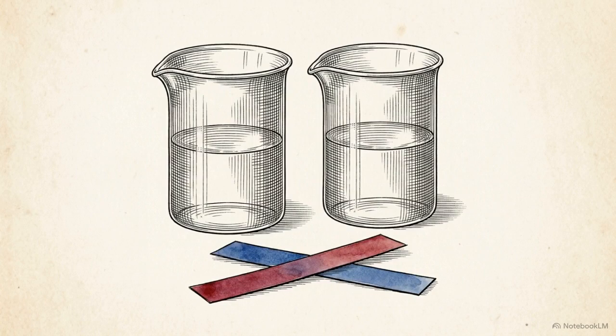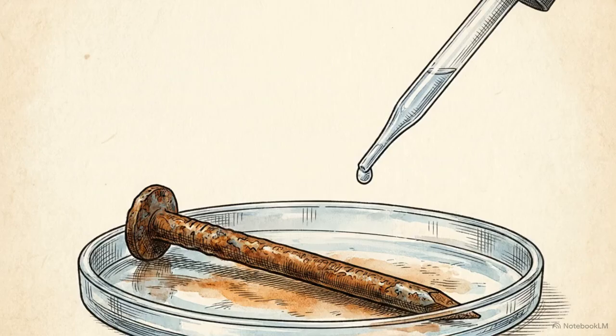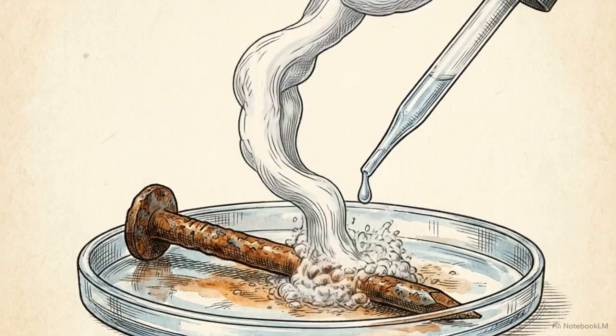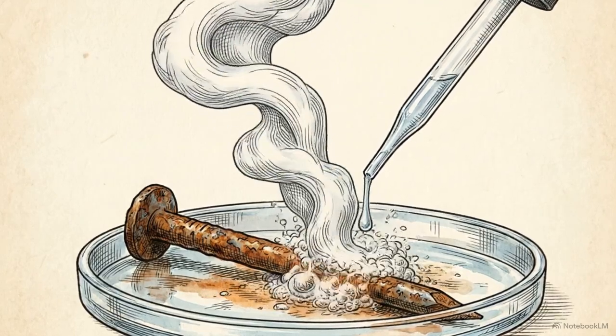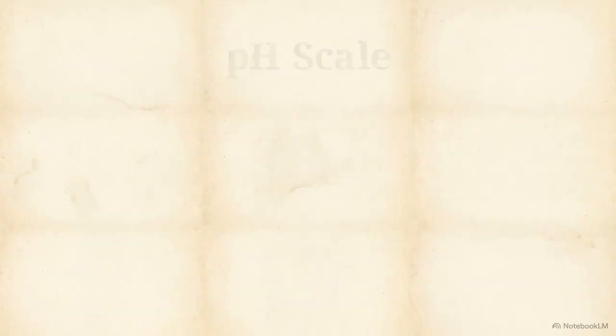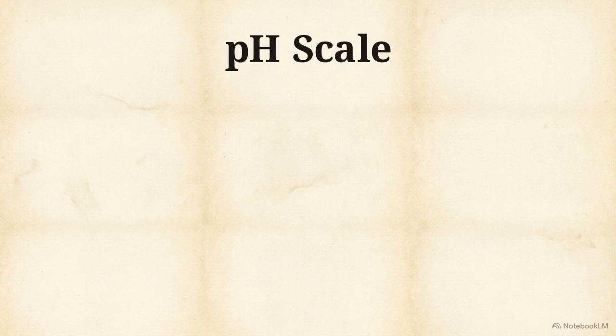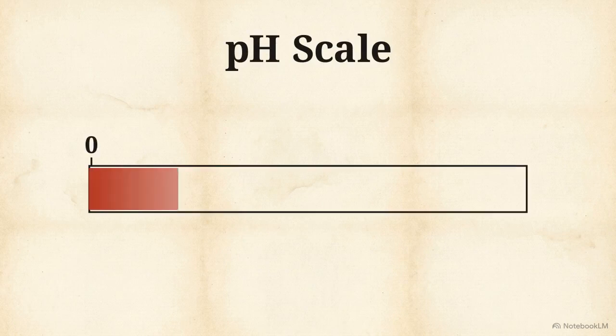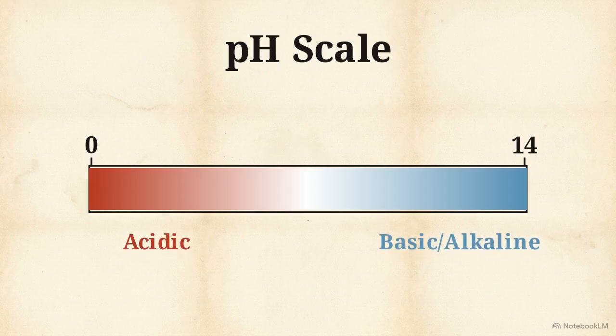While these tests tell us what a substance is, the true impact of these chemicals becomes visible when they begin reacting with the physical materials around us. This chart is the pH scale, the universal tool used to measure the concentration of those ions. It ranges from 0 to 14, with 7 representing a neutral midpoint like pure water.